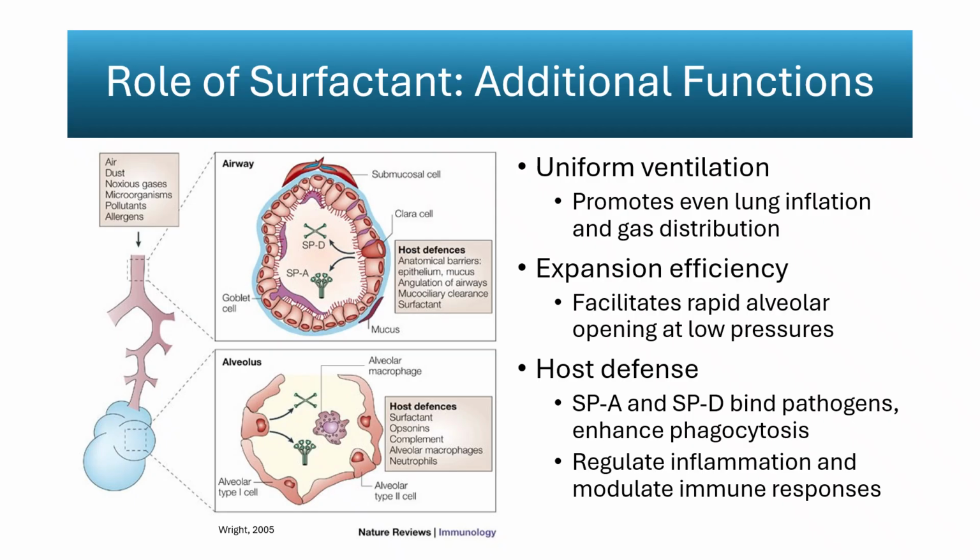Beyond mechanics, surfactant plays an important role in host defense. Surfactant proteins A and D are hydrophilic molecules that bind to pathogens, enhance their clearance by macrophages, and regulate inflammatory signaling. This immune function helps protect the immature lung against bacterial and viral invasion. Clinically, these added roles explain why surfactant deficiency is not only a problem of mechanics, but also of vulnerability to infection and dysregulated inflammation, both of which contribute to lung injury and the evolution of bronchopulmonary dysplasia.